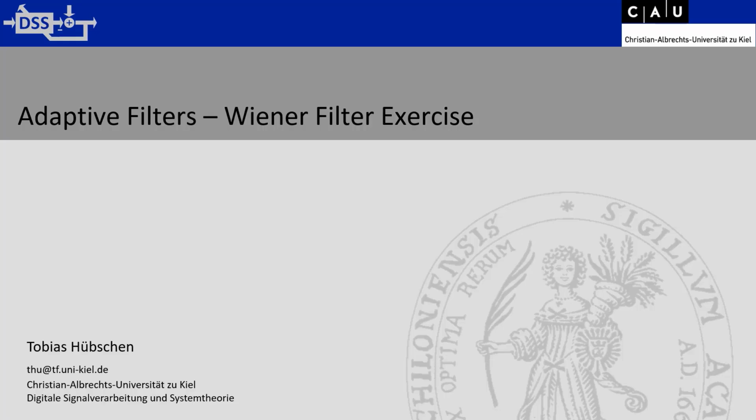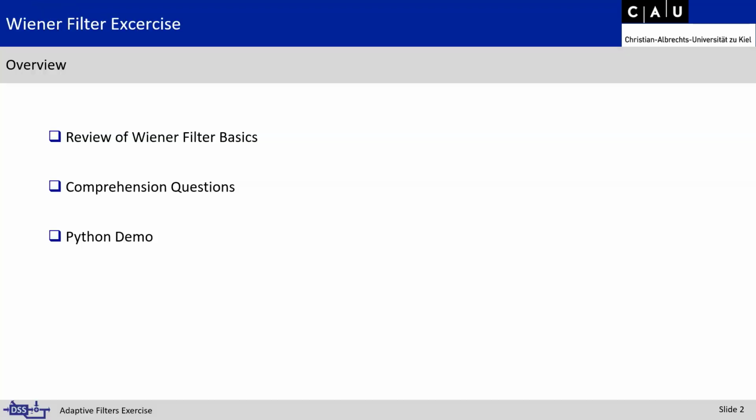Welcome to the first exercise for the lecture Adaptive Filters. In this exercise, we will focus on the Wiener filter. We will have three sections in this video. In the first section, I will review some of the Wiener filter basics. Then I will have some comprehension questions for you so that we can dive more deeply into the topic. And in the final part, we will have two Python demos.